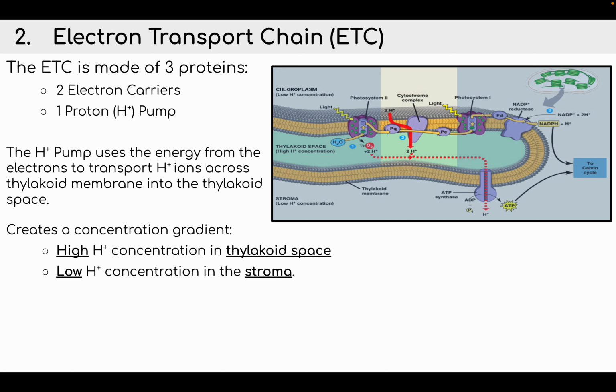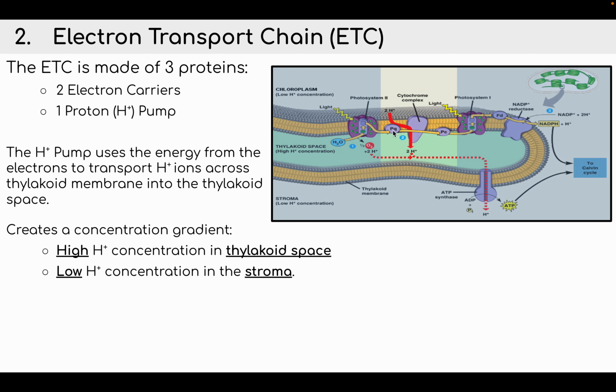Okay, so let's talk a little bit about the electron transport chain. The electron transport chain is essentially a way of creating energy. So if you think about the way that electricity is transported through power lines, it's kind of the same idea. And so electrons move from photosystem 2 to this electron carrier here.